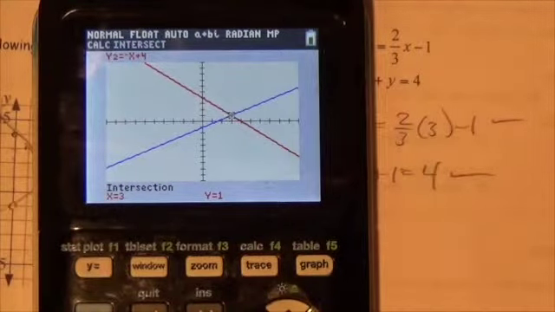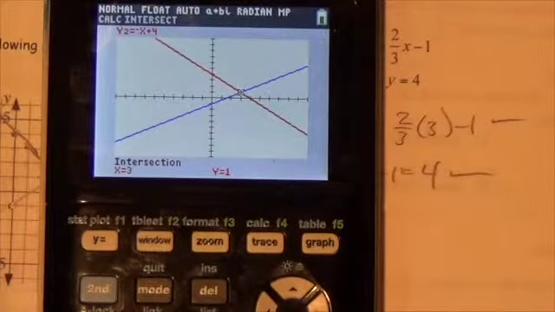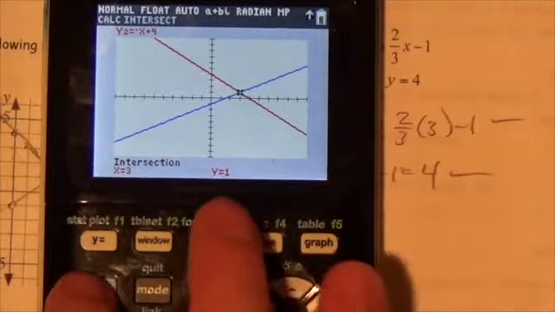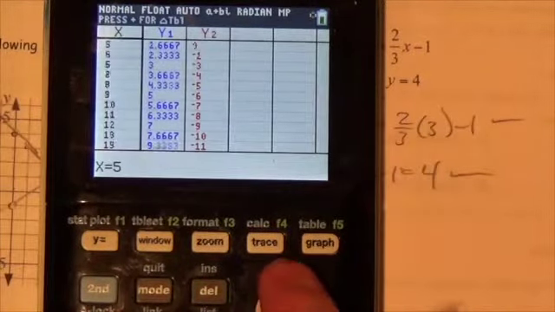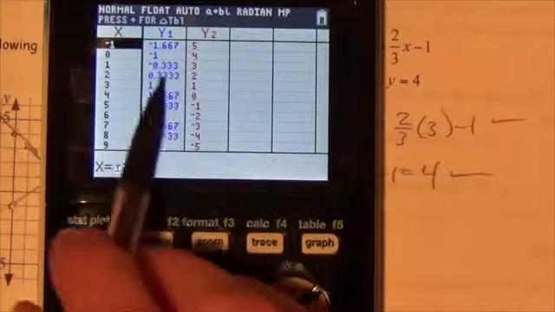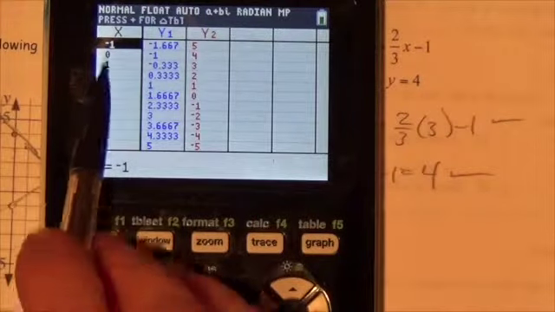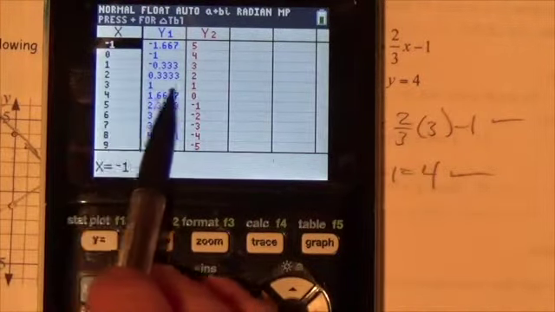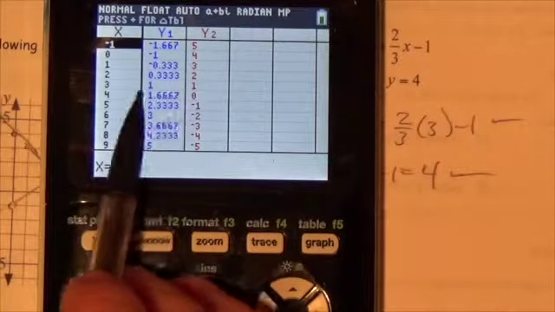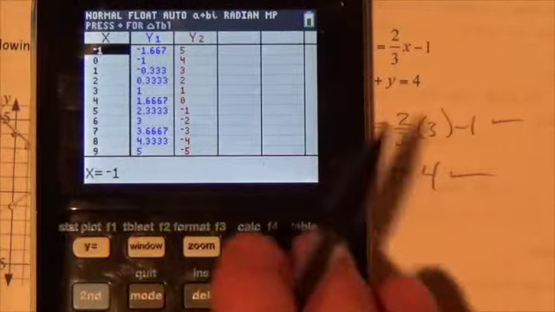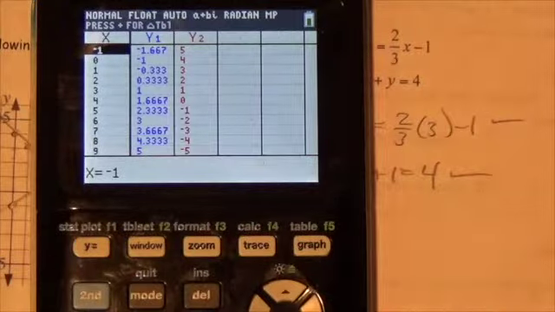Now, another thing that we can do while we're here, might as well mention this, is you can actually go and investigate your table of values. If you press second graph, it takes you to a table of values. What we're looking for here is the x-coordinate where the two y-coordinates are identical, and that's going to be the point (3, 1) here. So you can actually tell from the table of values what the solution is as well. Either way, both work.